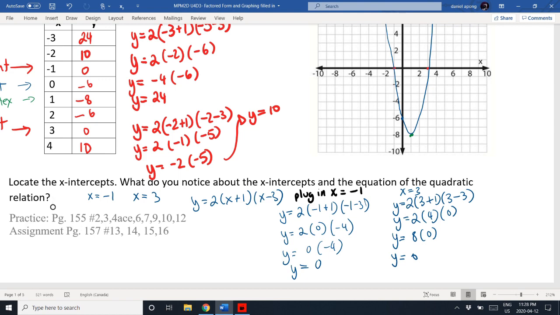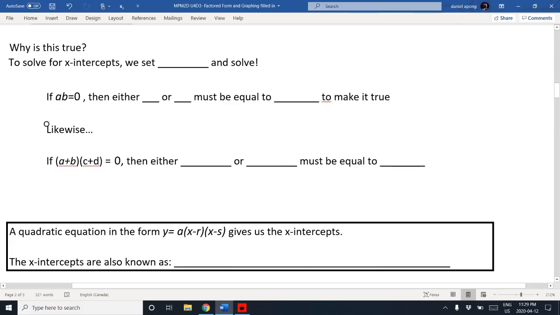So now we're going to see why this works. So why is this true? Remember, to solve for x-intercepts, we set y is equal to 0, and we solve. If a times b is equal to 0, then either a or b must be 0 to make it true. For example, if a was equal to 1 and b was equal to 0, 1 times 0 is 0. And if b was equal to 1 and a was equal to 0, we have 0 times 1 still equal to 0. So one of the two variables has to be 0.